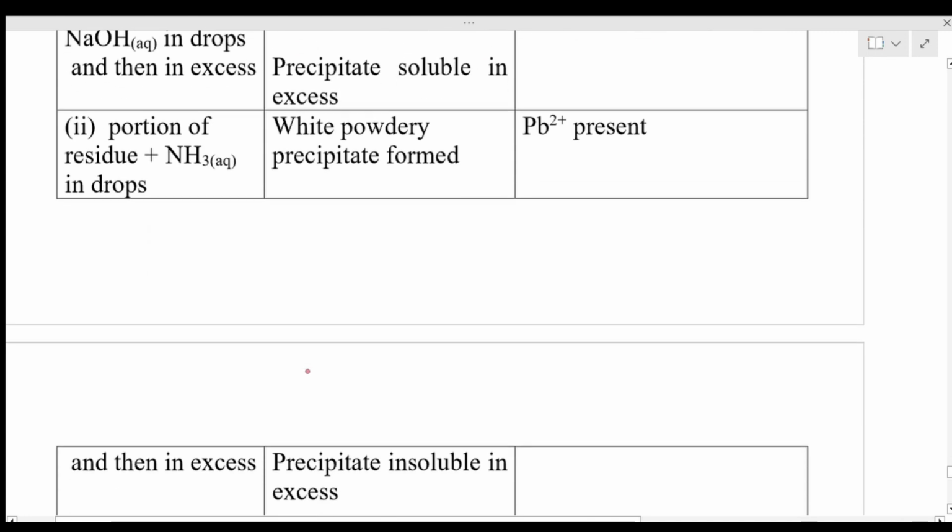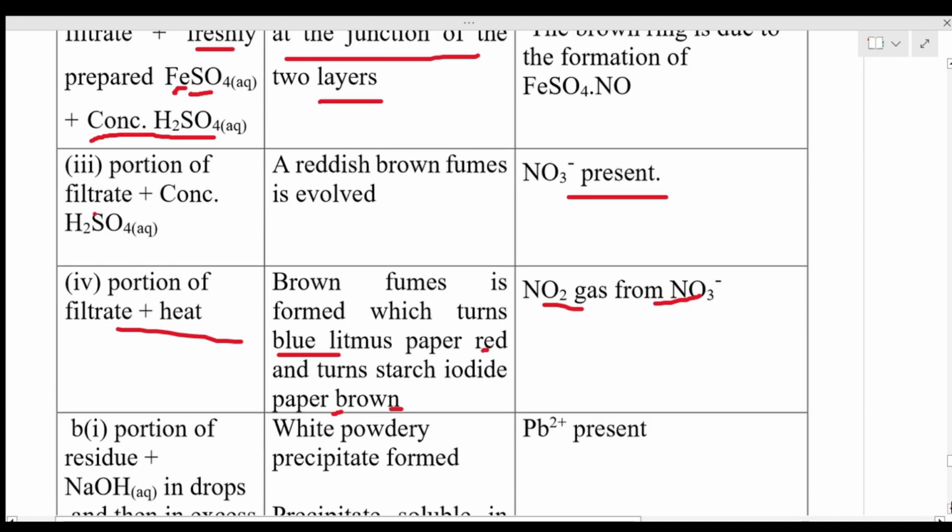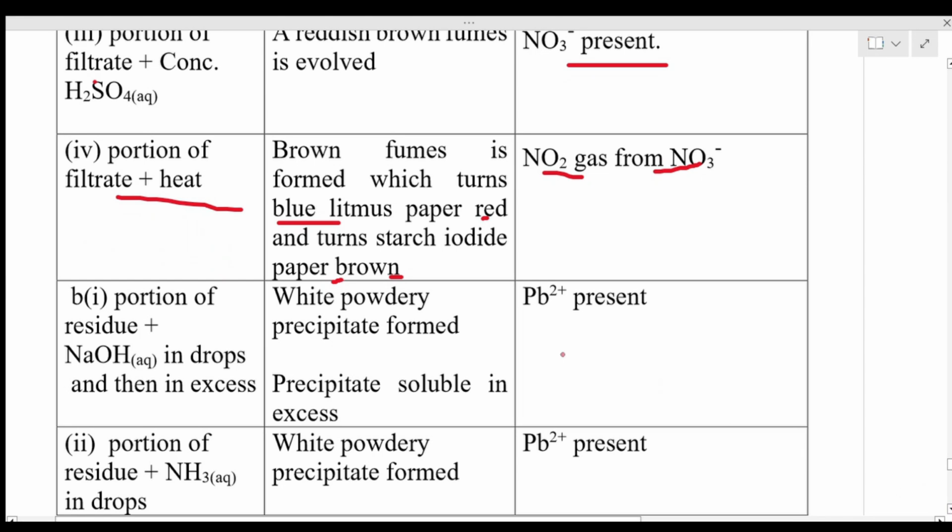Okay, let's look at this one so that we can quickly finish this class. Portion of the residue. Now let's go to the residue. Remember, in our residue, we have PbCO3. So we are expecting Pb, we are expecting CO3 2 minus, we are expecting CO2 gas. So if you have this, to add this, you will see a white powdery precipitate, which is Pb2 plus.